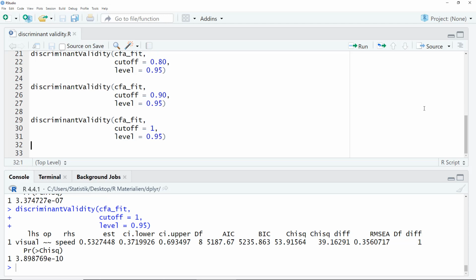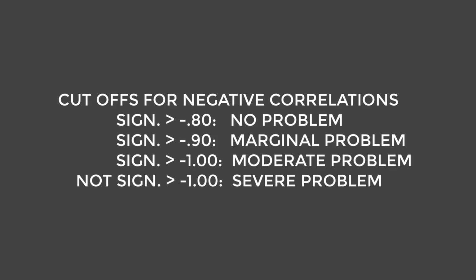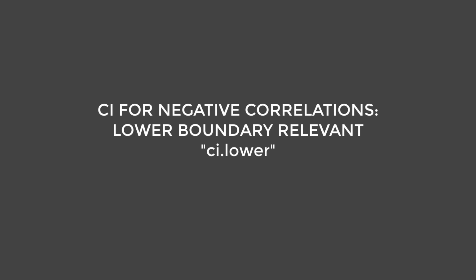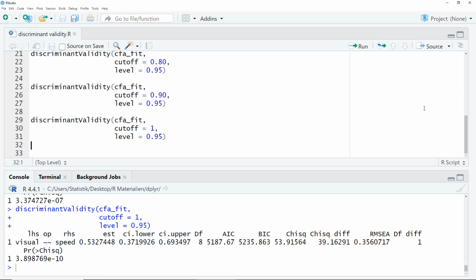One important additional piece of information: you could have two measures that are negatively related to each other. In that case, the cutoff values change the sign. So then no problem would be a correlation higher than minus 0.80. A marginal problem would be a correlation that is not significantly higher than minus 0.80, but at least significantly higher than minus 0.90, and so on. And in the case of a negative correlation, you would have to look at the lower boundary of the confidence interval. What can you do if your test of discriminant validity fails for the measure you're developing?